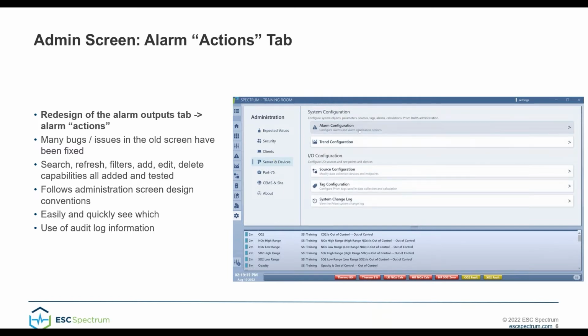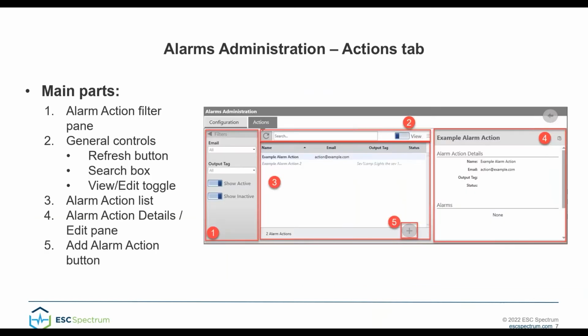And it's, again, a new screen, new redesign. Here's a detailed view of what that looks like. So the very first section, and this follows our administration design through some of these admin screens, the very left section there is your filters list. So you can filter by email, output tag. Then the middle pane there is designed to be a listing of existing, in this case, alarm outputs or existing objects. The top there gives you the ability to search. Search as you type. You can also refresh.